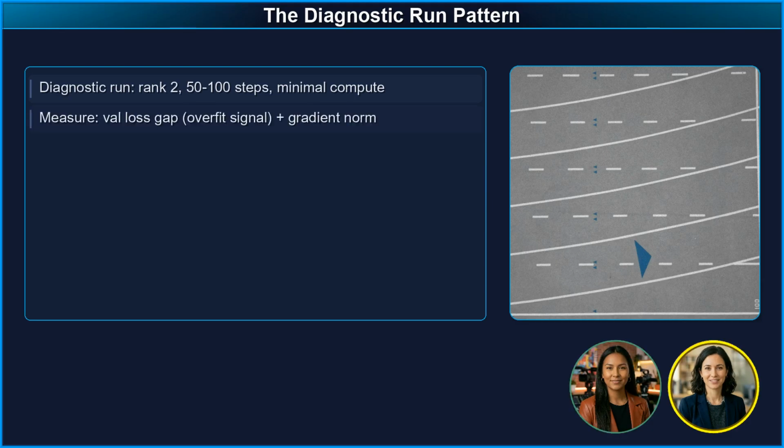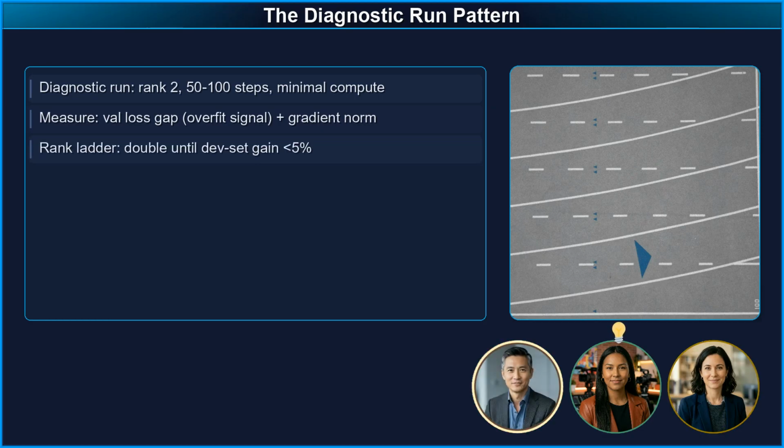Two metrics to watch during the diagnostic run: the gap between training loss and validation loss, which tells you whether the adapter is overfitting at rank 2 already, and the gradient norm of the LoRA parameters. A gradient norm that spikes and does not decay is a sign that the learning rate is too high relative to alpha, regardless of rank.